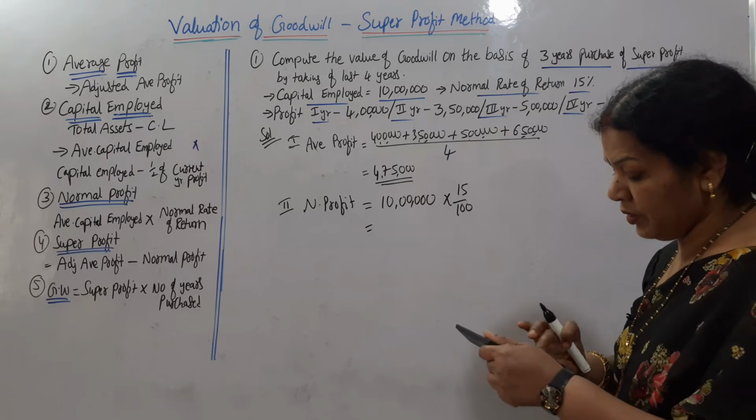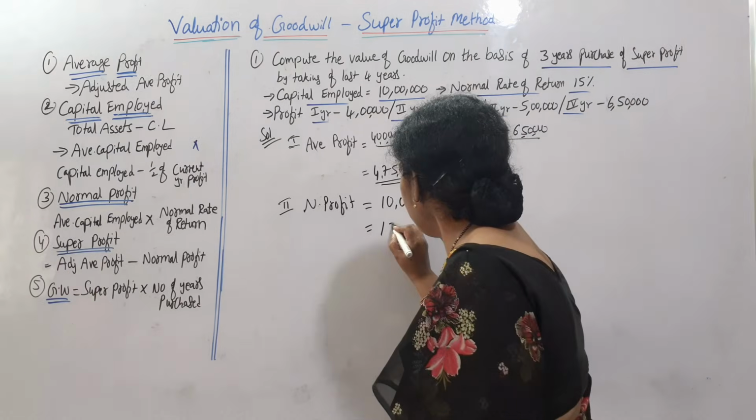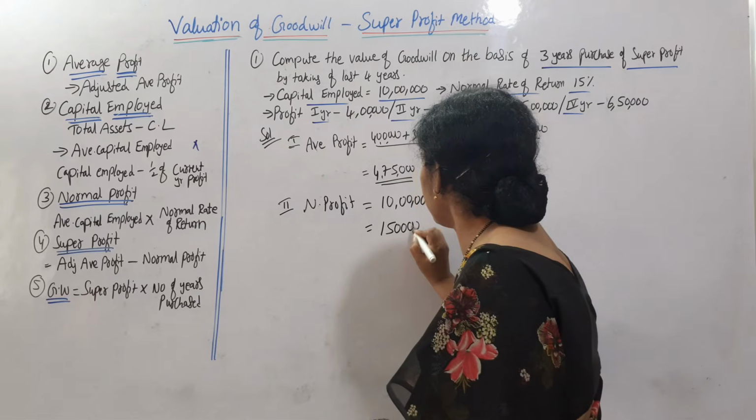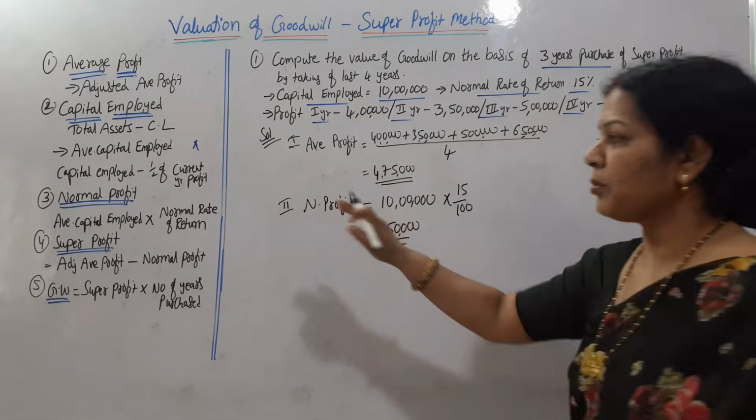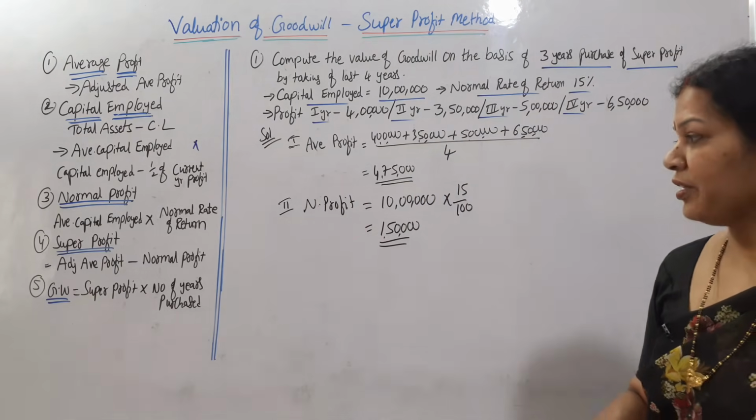10 lakh into 15%, that is 1,50,000. This is normal profit, you got it. Next, third step, we'll go for the super profit calculation.